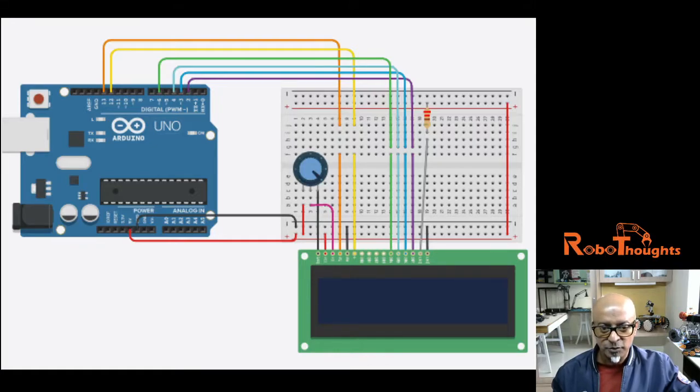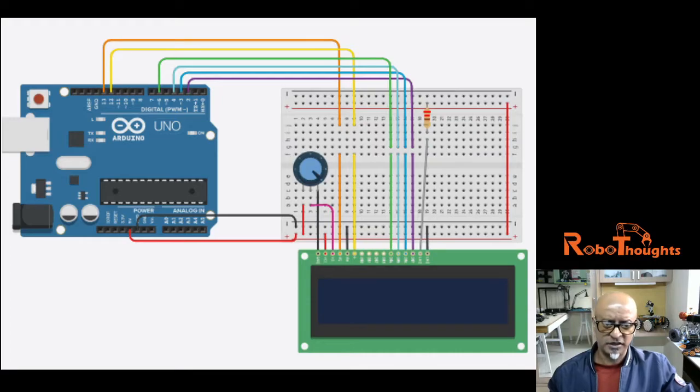So this is your potentiometer. The potentiometer, a variable resistor, has 3 pins. The middle pin is the data pin, and the left and right pins are the positive and negative terminals. That is your VCC and ground. So it's a pretty straightforward connection, guys.